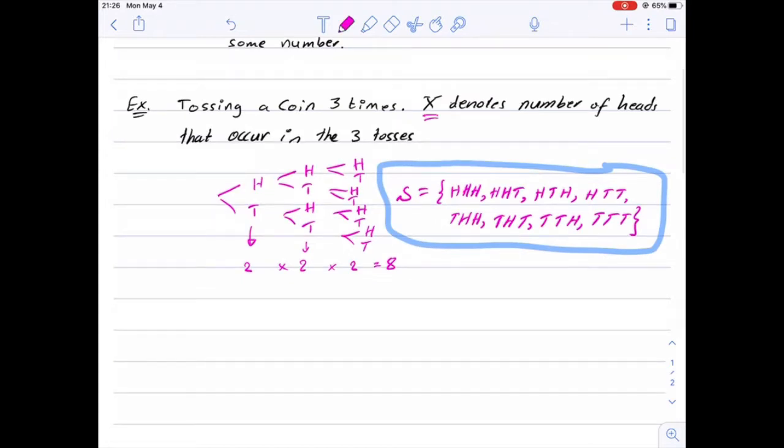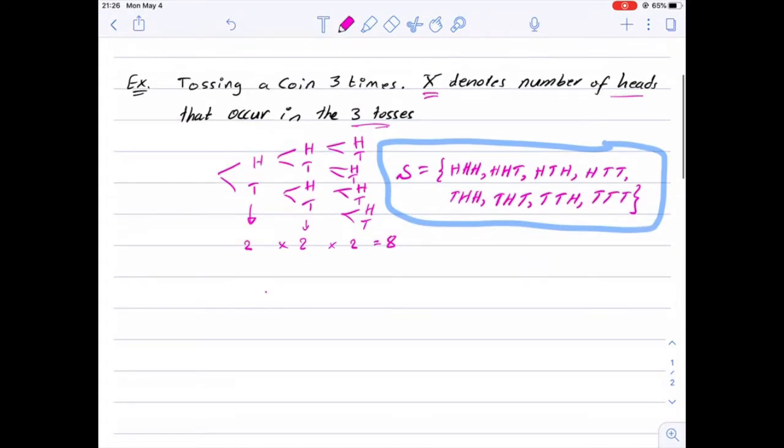Okay, now let X denote, X capital letter here is a variable, the number of heads that occur in 3 tosses. So X represents the number of heads that occur in 3 tosses. So we may get no heads, all of them are tails as we have here, or 1 head, or 2 heads, or maximum 3 heads. So these are the values that we are talking about.